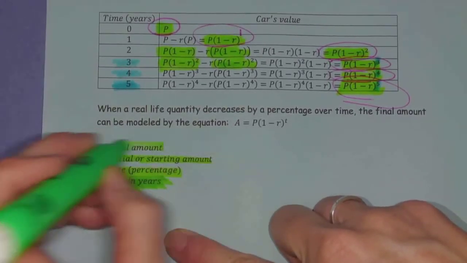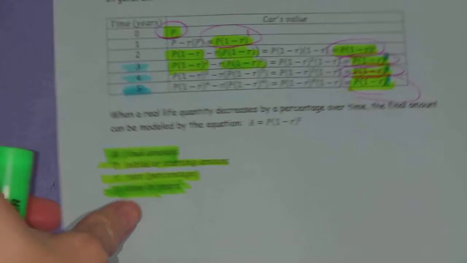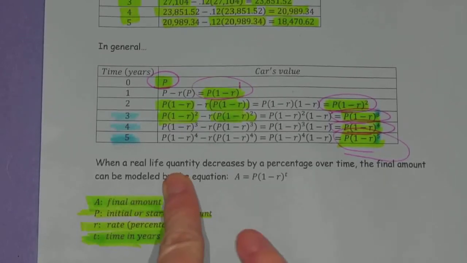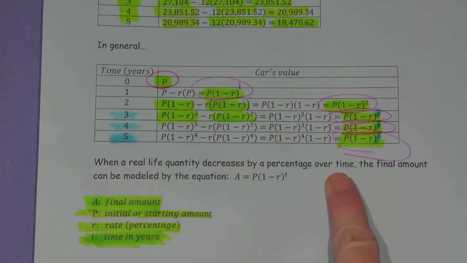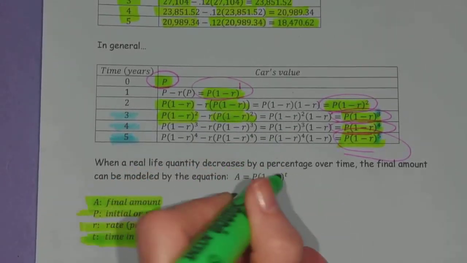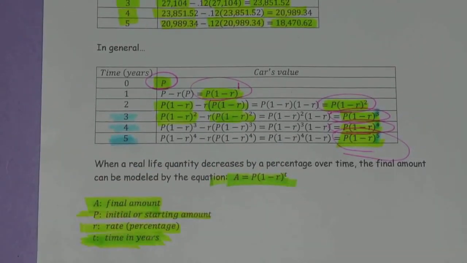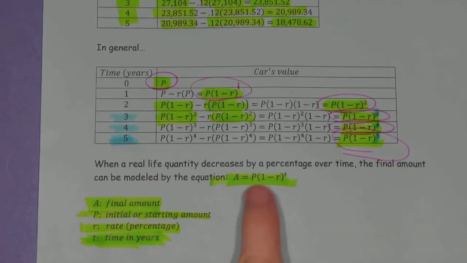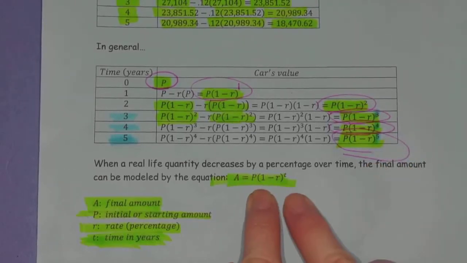And A is just going to represent your final answer. So, check this out. When a real life quantity decreases by a percentage over time, the final amount can be modeled by this equation: A equals P times (1 minus R) raised to the T power. And I'm getting that right off of here.